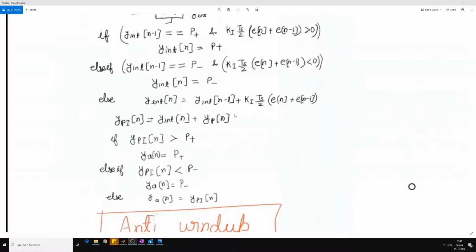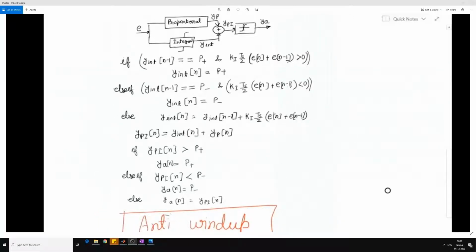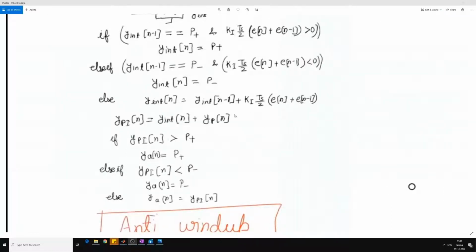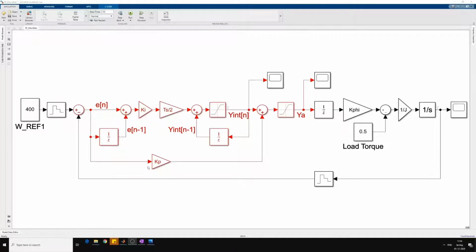Hello friends, in the last video we have discussed how to implement a PI controller with anti-windup. This is the algorithm to implement the PI controller with anti-windup in a digital platform. In this video we will try to simulate this in MATLAB and compare it with the PI controller where there is no anti-windup. So this is a small simulation model which I have made to see the effect of PI controller with and without anti-windup.